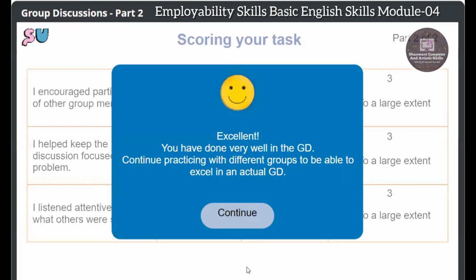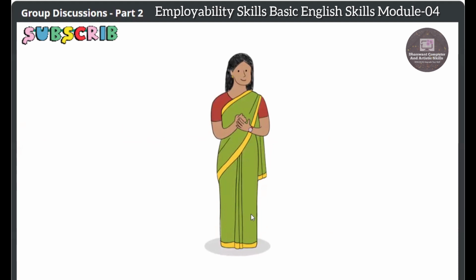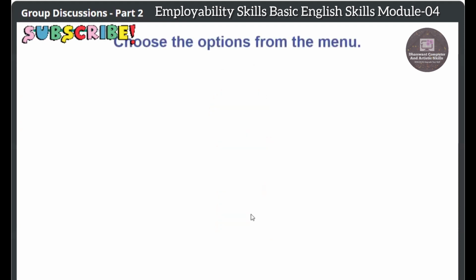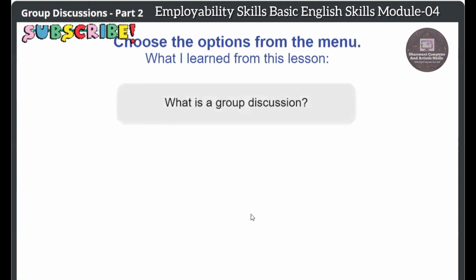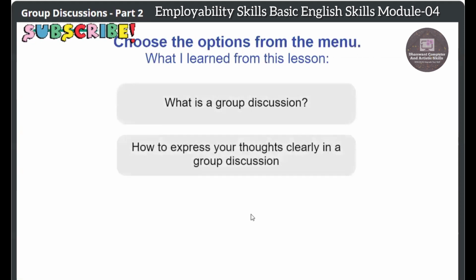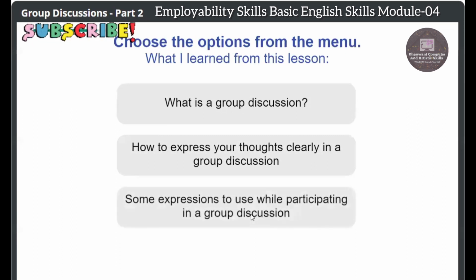Excellent! You have done very well in the GD. Continue practicing with different groups to be able to excel in an actual GD. Now that we have completed Part 1 and Part 2 of this lesson, share what you have learned from this lesson. Choose the options from the menu. What I learned from this lesson: what is a group discussion, how to express your thoughts clearly in a group discussion, and some expressions to use while participating in a group discussion.